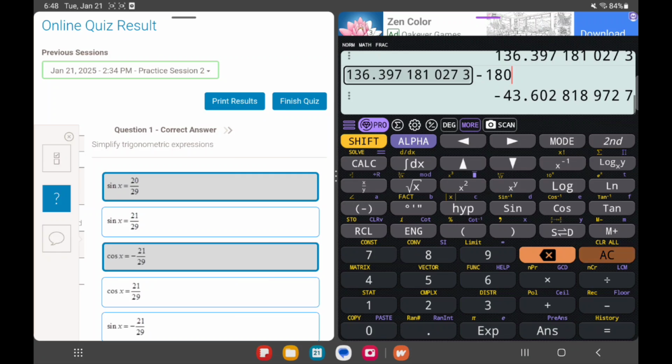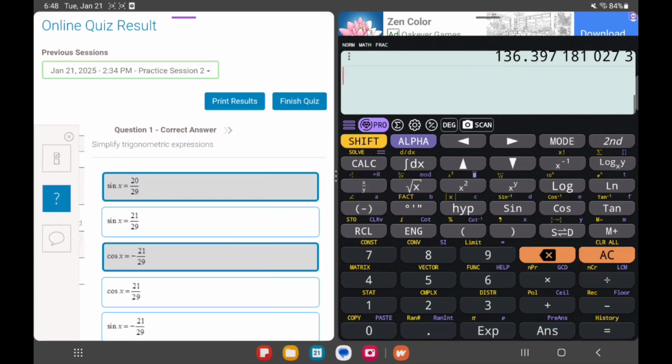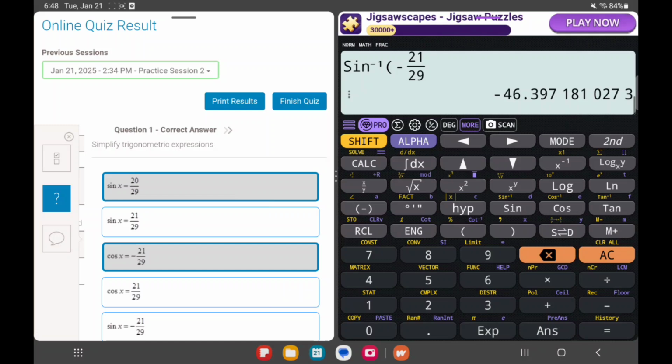Okay, now let's keep going with them. We only have sine left, one left, so shift sine minus 21 over 29. You get negative 43.46, and that's not one of the answers. So that's how you solve this question.